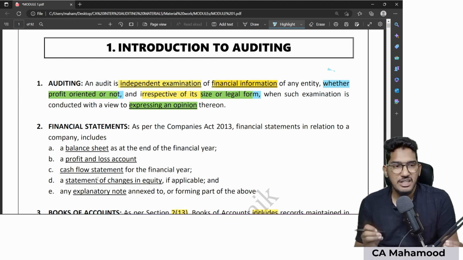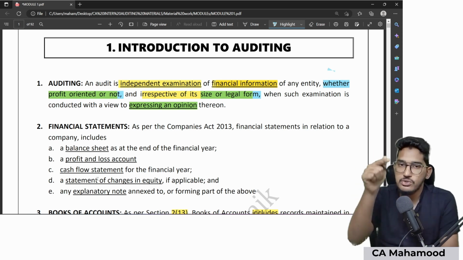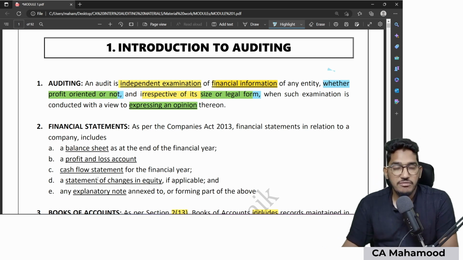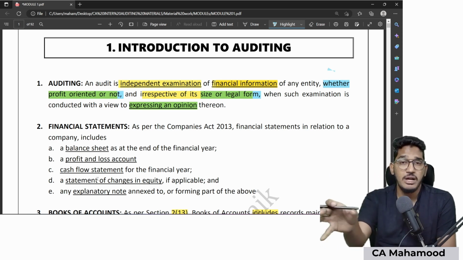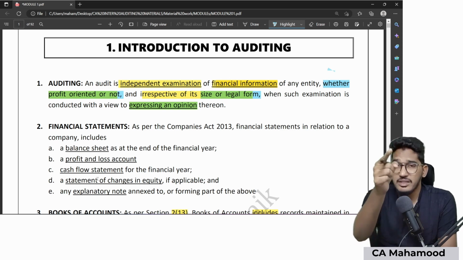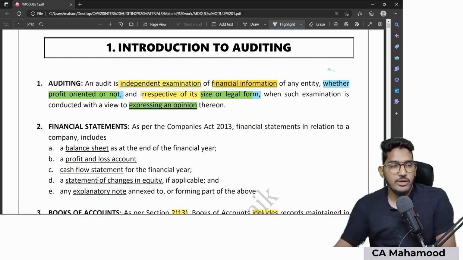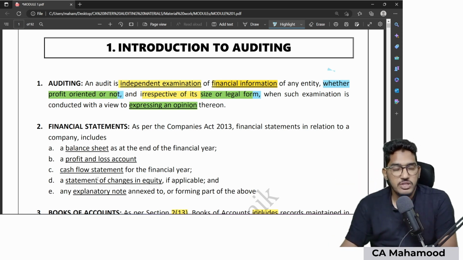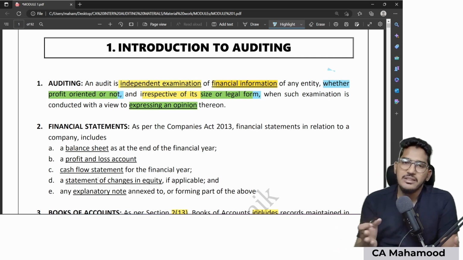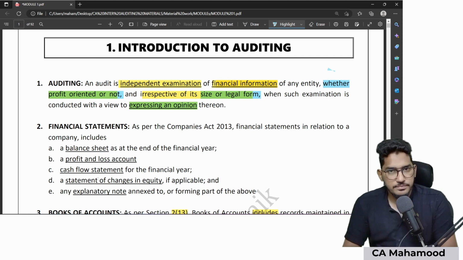Understood? So the ultimate objective of doing the entire independent examination of financial information is to express an opinion on it, whether the financial statements and the books of accounts are correct, whether they are giving a true and fair view, whether they are misleading or not. You have to express that opinion on that financial information, whatever you have verified. And finally, that opinion could be either a good opinion or a bad opinion.